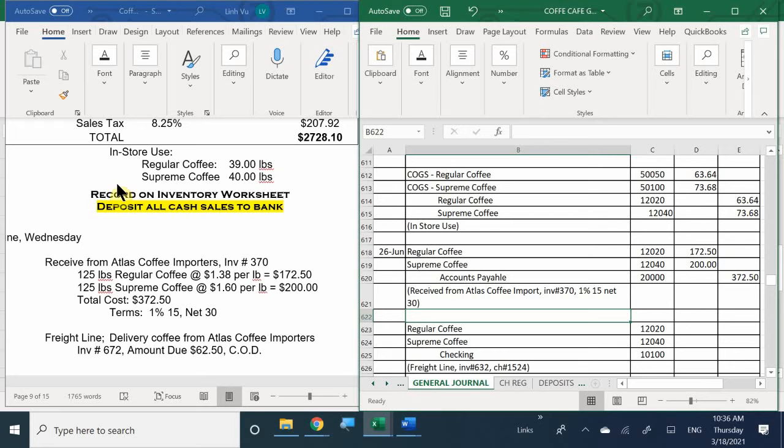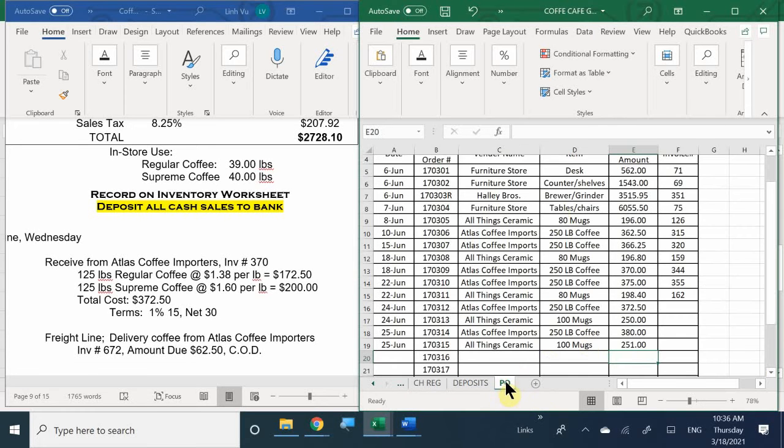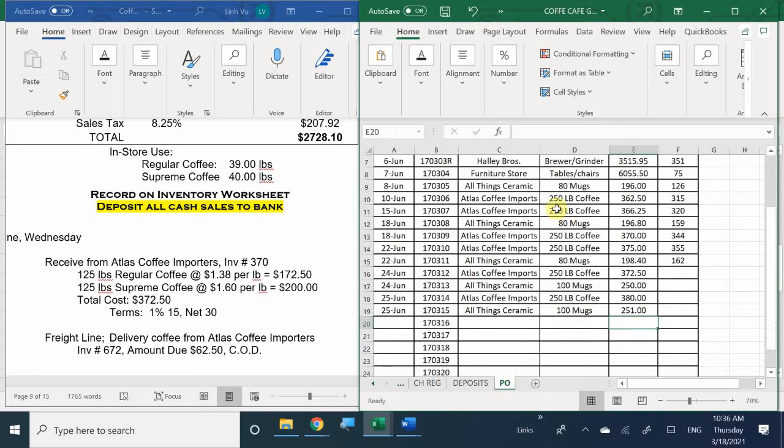Get our purchase orders. We gotta make sure that we receive the purchase order. So let's look, because we have two orders for the Atlas coffee and two for the All Things Ceramic. So which one do we receive? We received this one. Okay, for 312. Invoice number 370. All right, good.